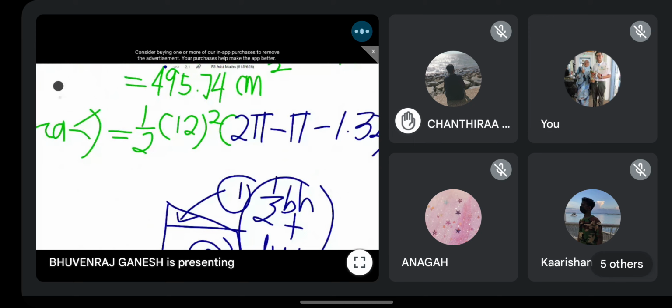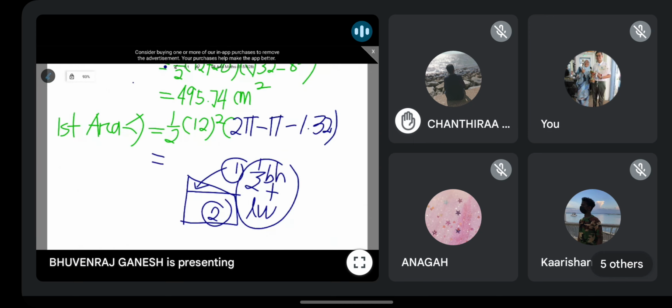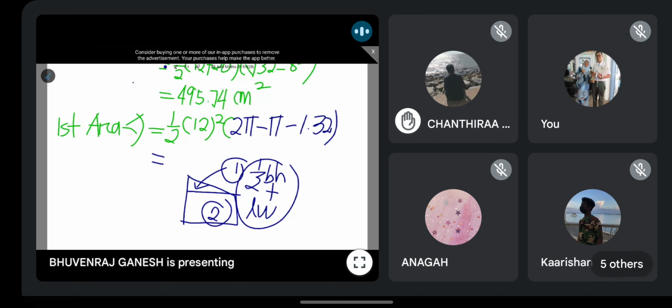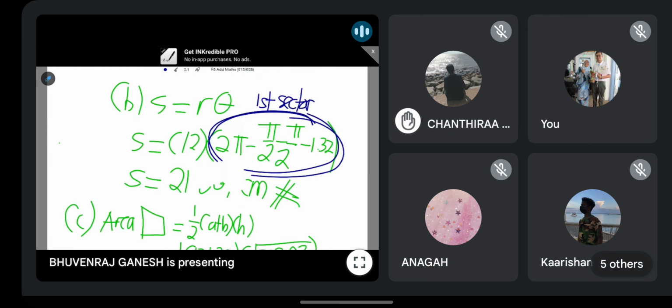Okay? So then, you can count this value lah, kamu kira nilai ni untuk luas sektor pertama. So you just need to press calculator. So 2 minus pi minus 1.32. Okay, you will get 131.184 cm square. This is for the first sector, sektor pertama. Okay, you still got one more sector. Kamu ada satu lagi sektor, so kena kira juga, untuk dapat kawasan berlorek.